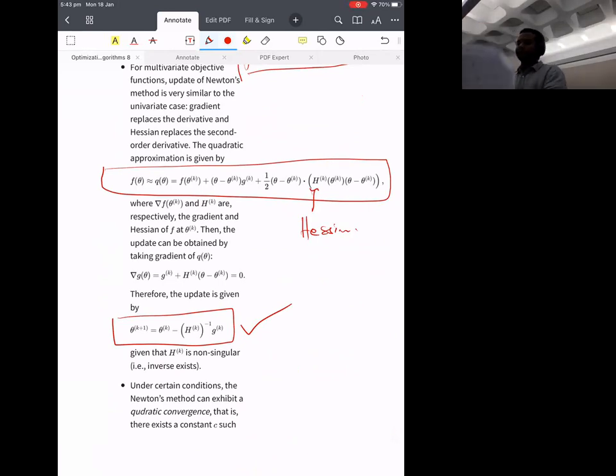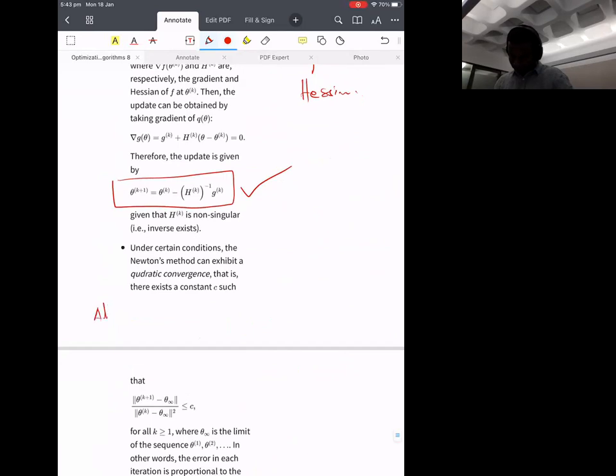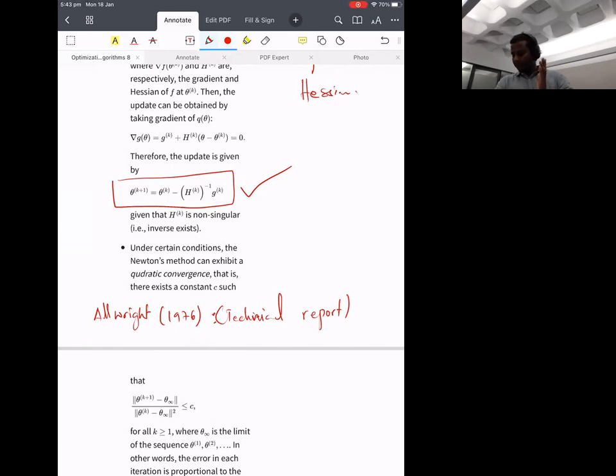And I want to mention, if you are interested in something, there is a paper, a technical report. It actually proves mathematically, analytically, that the conjugate gradient descent method is better than naive gradient descent for quadratic functions. If you're interested in reading such literature, this is one.